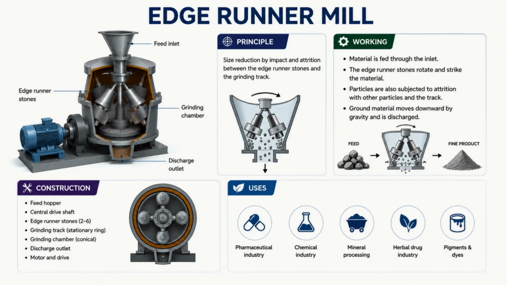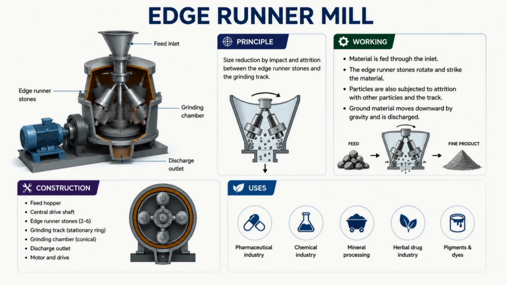Working: students, the edge runner mill is used for wet grinding. The material is placed in the pan. The heavy wheel rotates over the material. The crushing and rubbing actions occur simultaneously here. The particles become smaller. The scraper mixes the material continuously, so uniform grinding occurs. The machine is used for ointments and pastes. Wet massing can also be done.